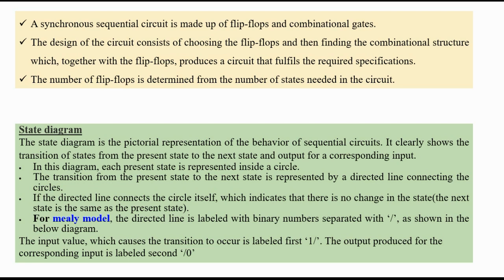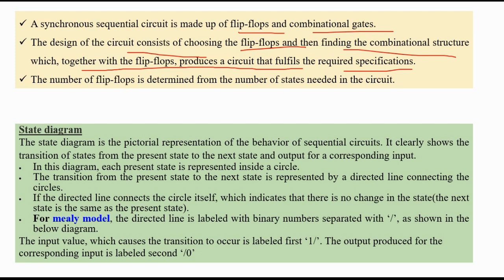As a quick review, the first point is that sequential circuits are made up of flip-flops and combinational logic circuits. The design of the circuit consists of choosing the flip-flops, then finding the combinational logic structure, which together with the flip-flops produces the circuit and fulfills the required specifications. After that, you need to estimate the number of flip-flops required from the number of states needed in the circuit. This is the introduction to finite state machines.